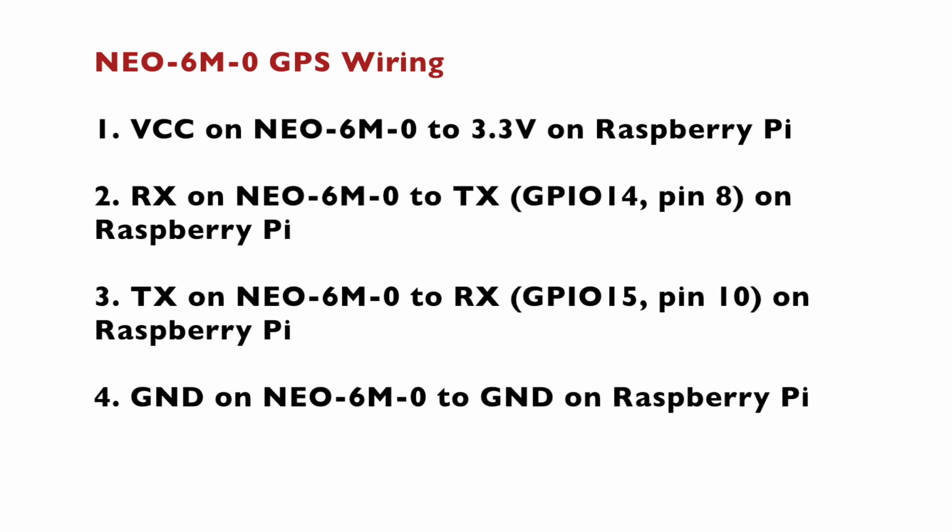I know it could be a little bit confusing, so here are some additional notes on how you should wire the NEO-6M-0 GPS module to the Raspberry Pi 5. It operates at 3.3 volts, and the important part about UART is that RX goes to TX and TX goes to RX. This way, the Raspberry Pi receives what the GPS module transmits and vice versa.